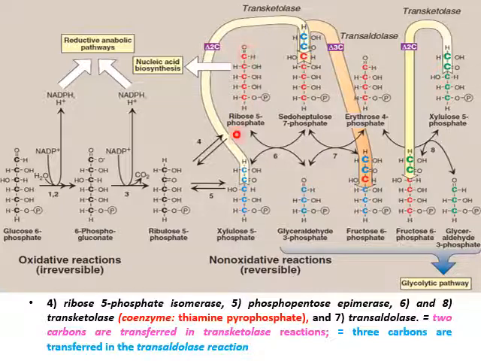in red color. So ribulose 5-phosphate is the keto form of pentose sugar, while ribose 5-phosphate is the aldo form of pentose sugar. So ribulose 5-phosphate is isomerized to ribose 5-phosphate here.